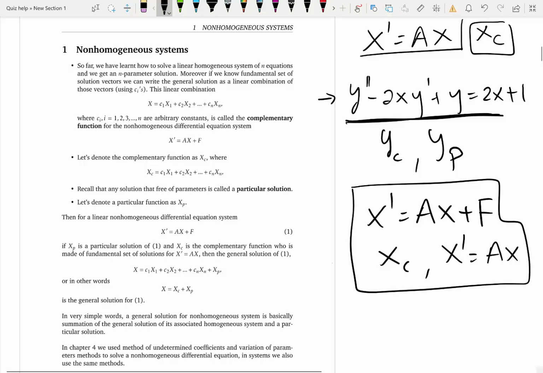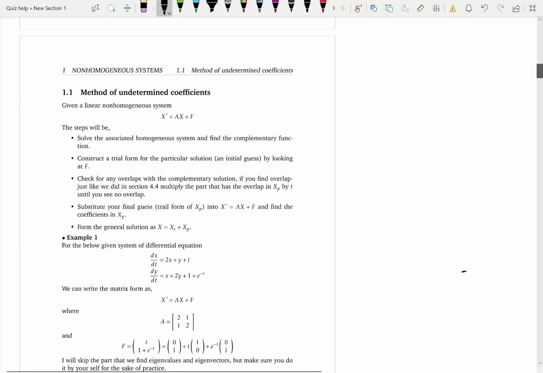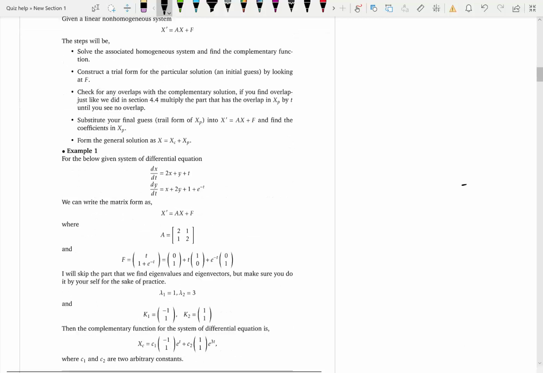Okay, so let's start with the method of undetermined coefficients. Now it is the same procedure as section 4.4, but there are a couple of slightly different things, two different things. When we have systems, you have to find x sub c, the complementary solution. That's the same, the eigenvalues and eigenvectors story. But when you want to guess the particular solution in a system, your part that accounts for non-homogeneity is actually a vector.